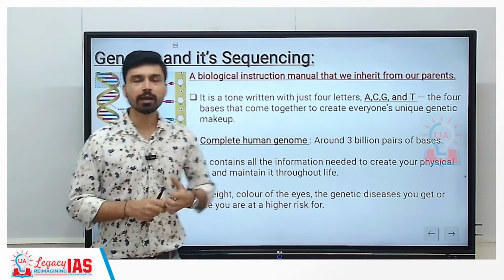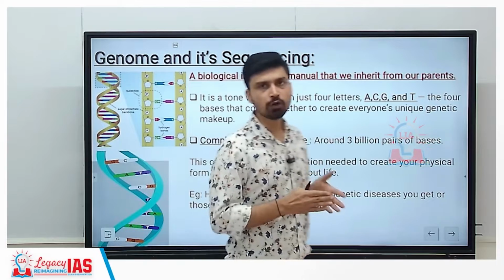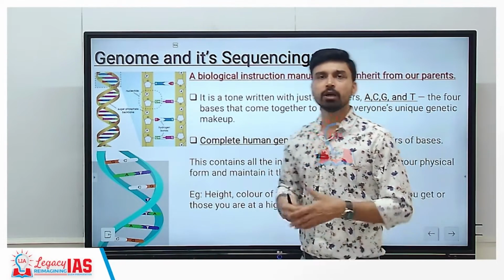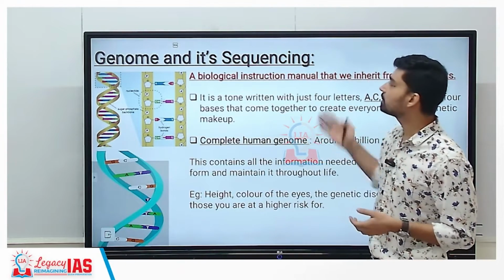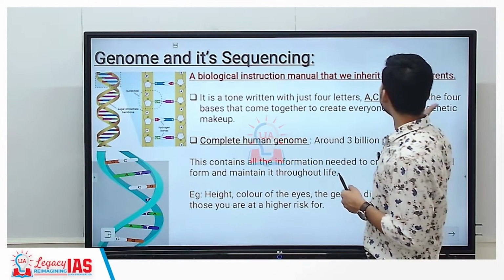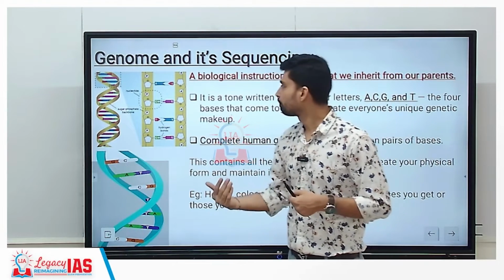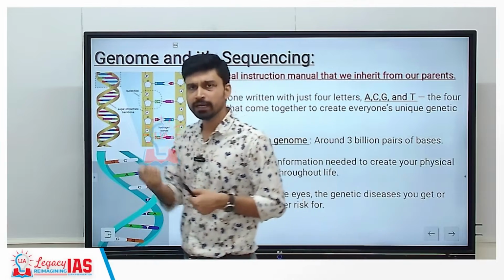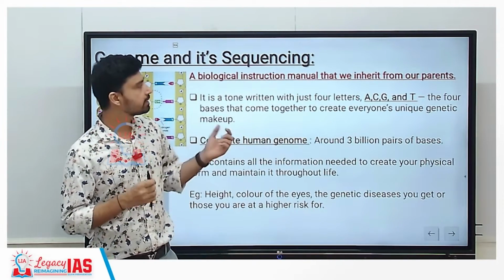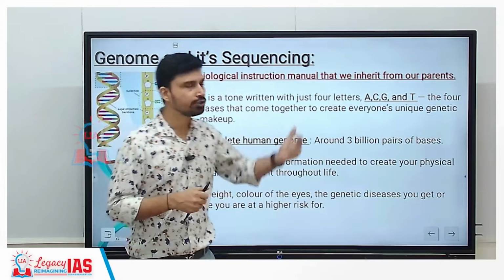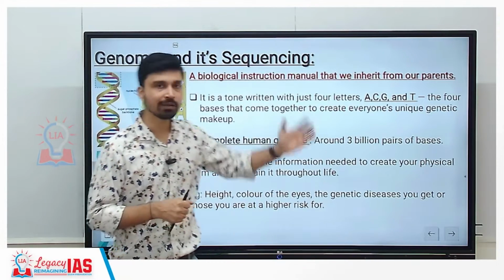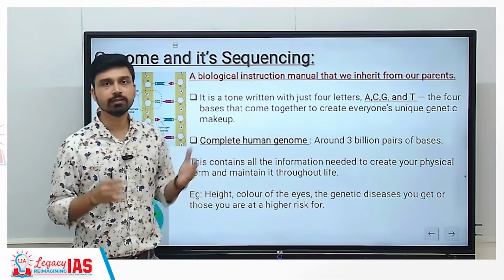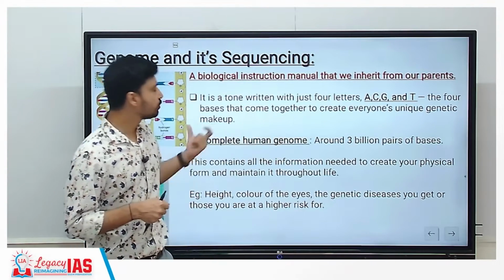Now, how are the genome and its sequencing done? First of all, we can try to understand what we mean by the term genome itself. In simple words, or in layman's terms, the genome can be described as a biological instruction manual that we inherit from our parents during birth. It is written with just 4 letters, that is A, C, G and T, where A stands for adenine, C stands for cytosine, G stands for guanine and T stands for thymine. So adenine, guanine, cytosine and thymine are the 4 bases. When they come together, they create everyone's unique genetic makeup.